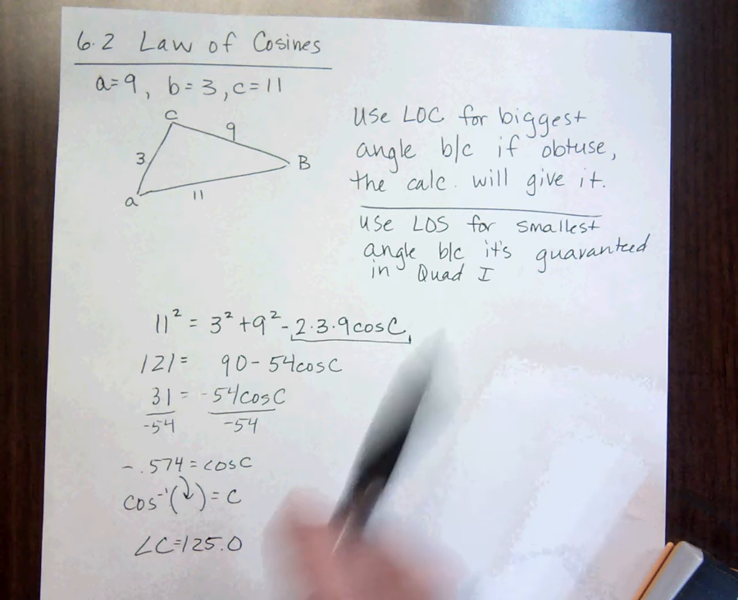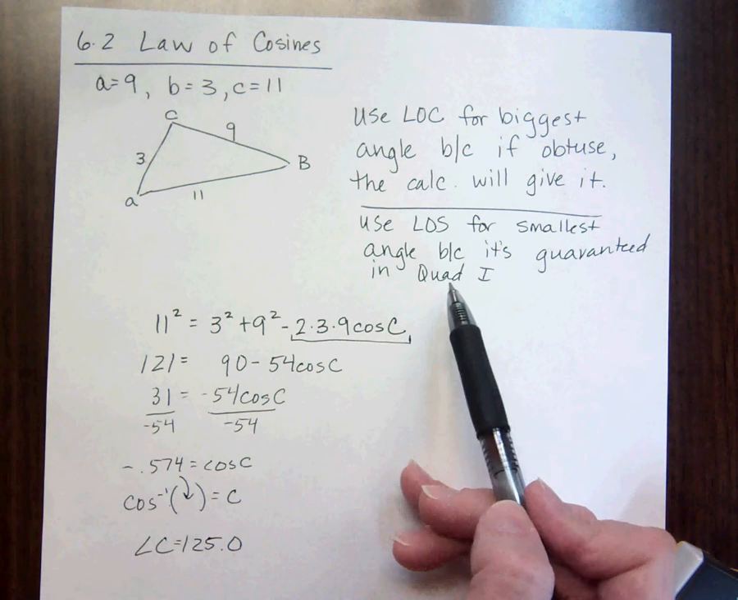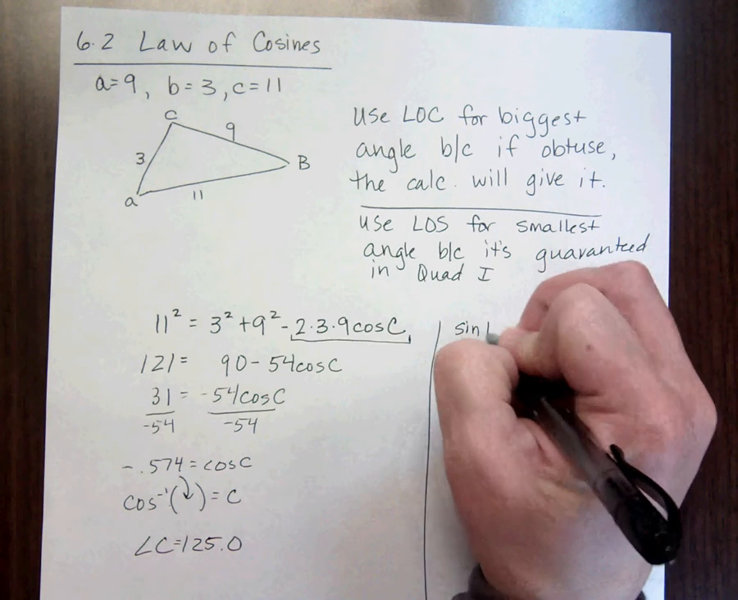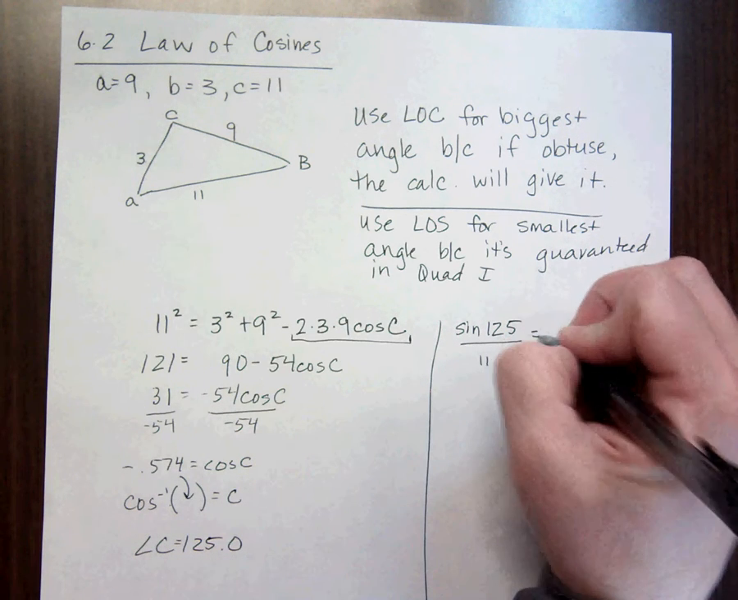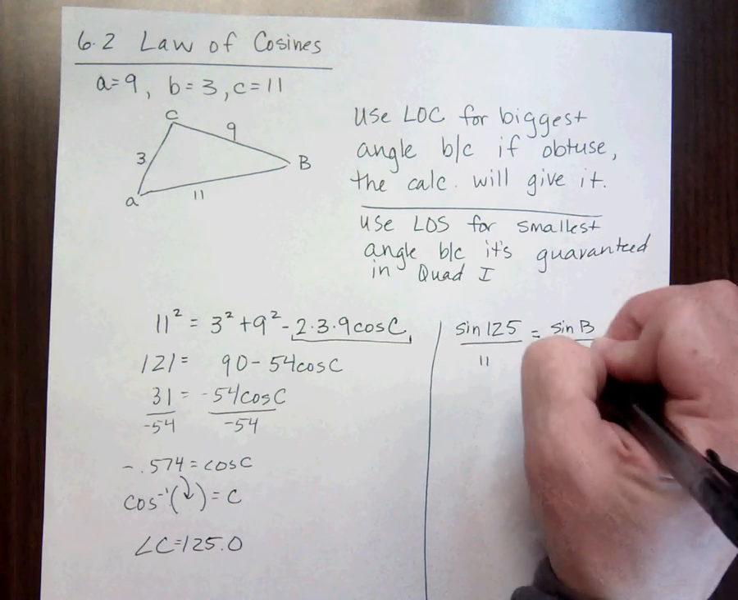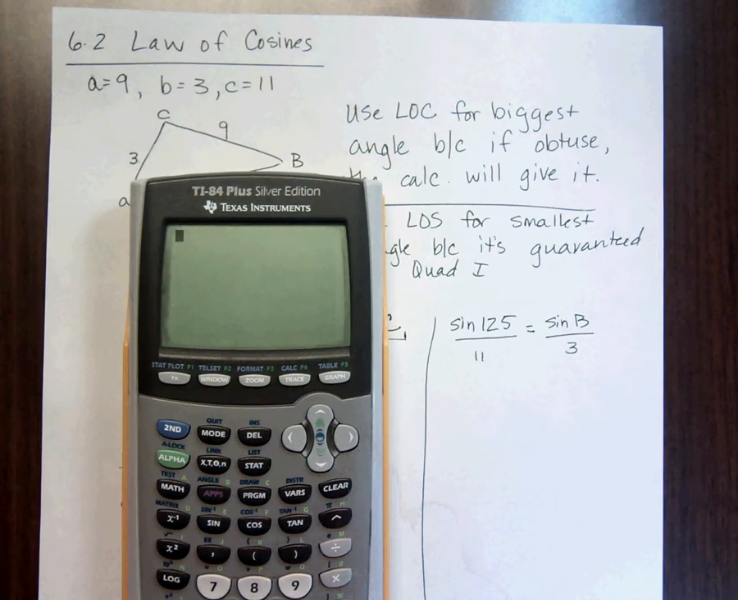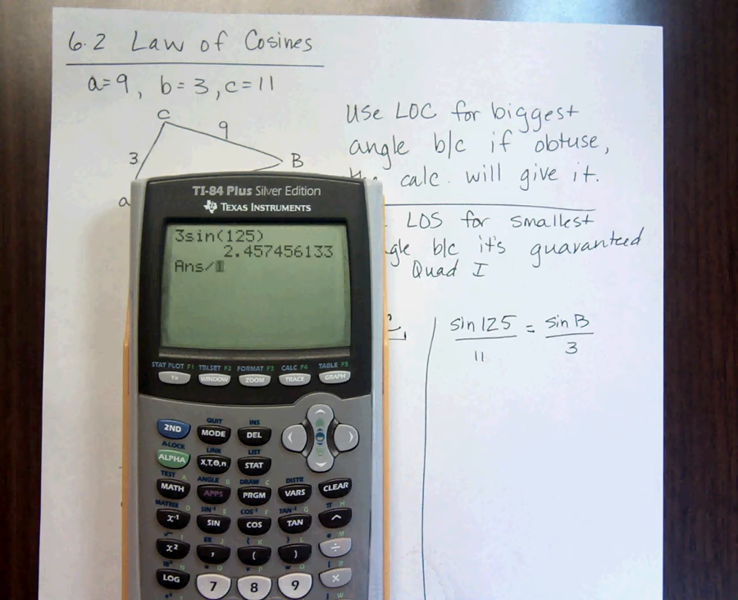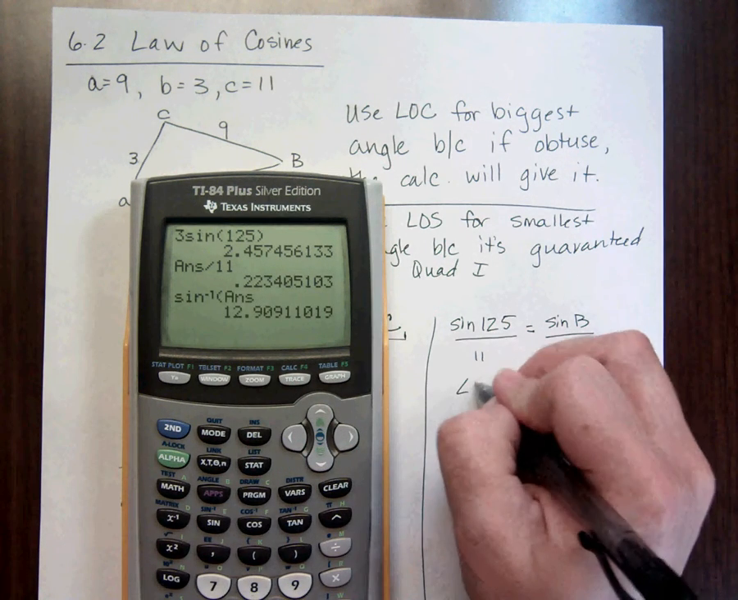Generally speaking, I would use law of sines for the smallest angle because you know it's guaranteed in quadrant 1. So as a general practice, now I can do law of sines. I can say sine of angle C over side C, and I'm going to go with the littlest one, so sine of B over 3. As you're solving this, you do not have to check for 2 triangles because I already have found my obtuse angle. So then I get angle B.